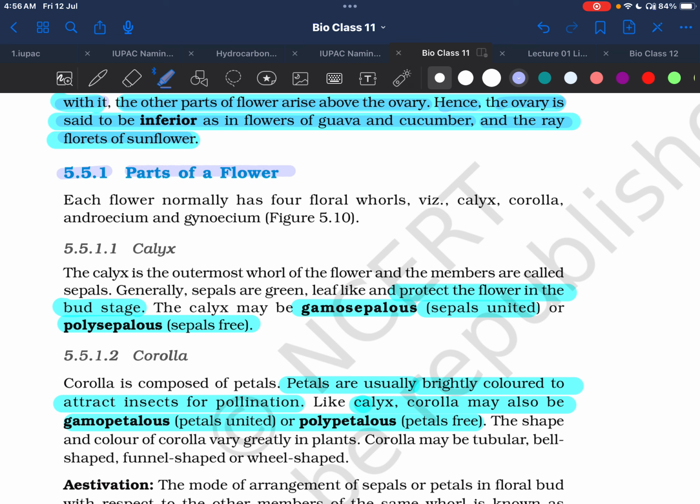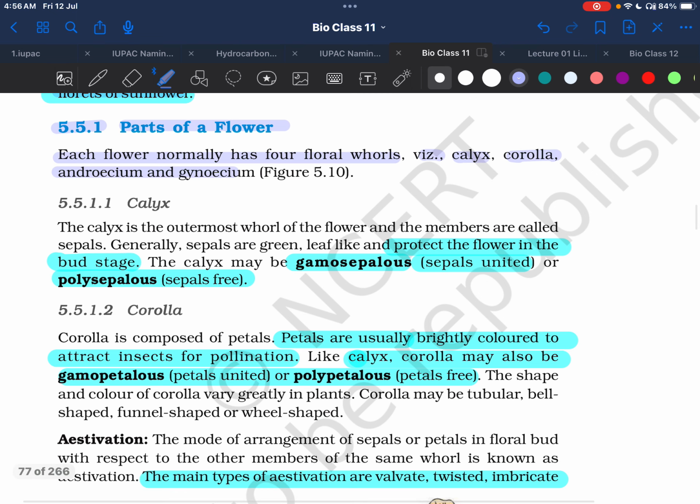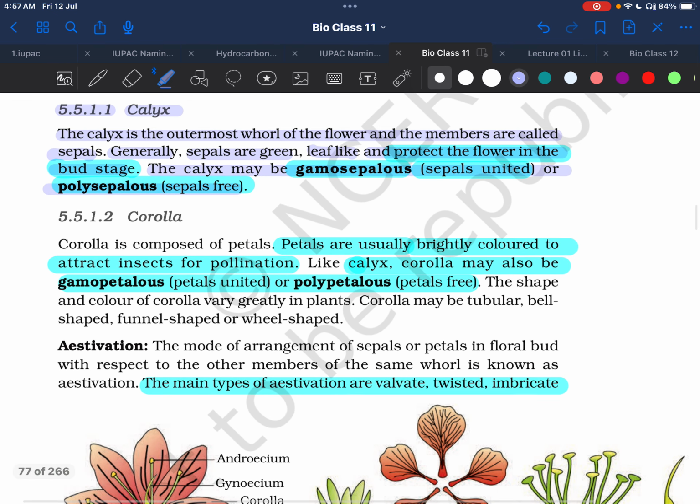5.5.1 Parts of a flower. Each flower normally has four floral whorls: calyx, corolla, androecium, and gynoecium. 5.5.1.1 Calyx. The calyx is the outermost whorl of the flower, and the members are called sepals. Generally, sepals are green, leaf-like, and protect the flower in the bud stage. The calyx may be gamosepalous (sepals united) or polysepalous (sepals free).